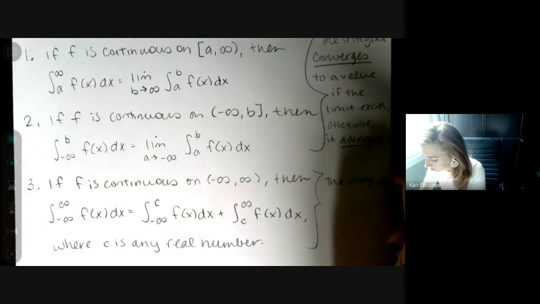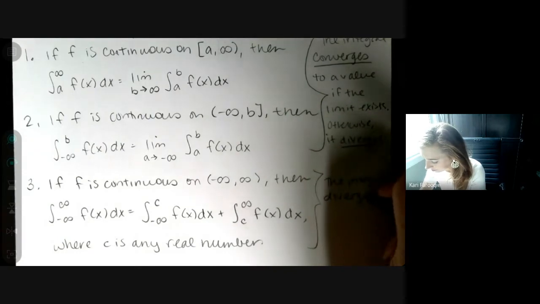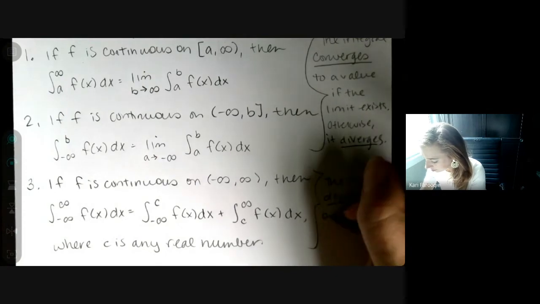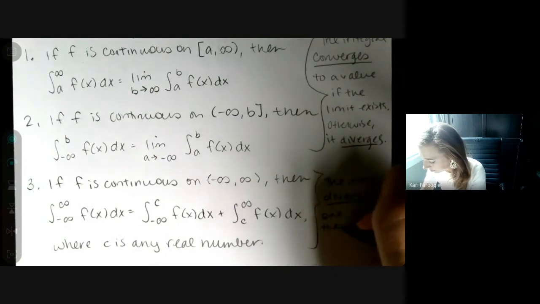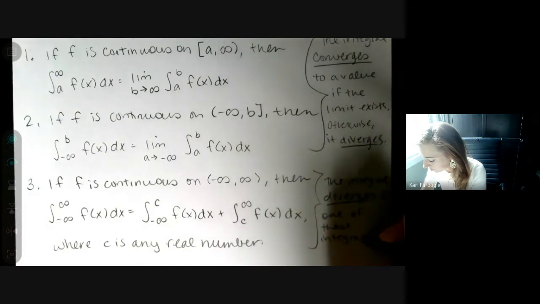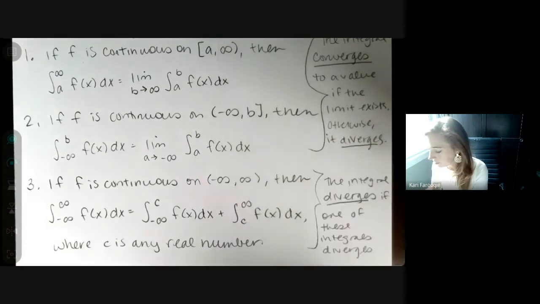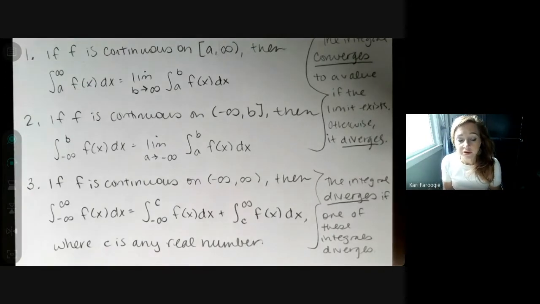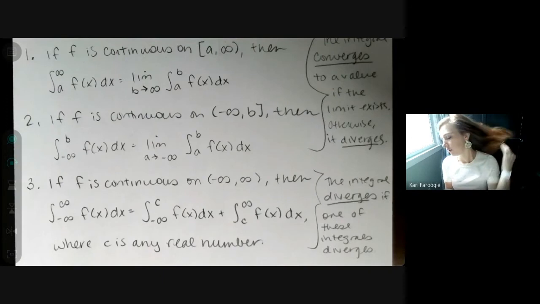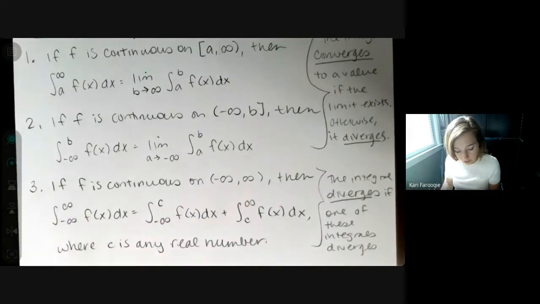So the integral diverges if one of these integrals diverges. And you'll know it diverges because you're going to get a value for your integral of infinity. So if you don't get some sort of real number answer when you integrate and you find the value for this limit, then your integral is going to diverge. It will diverge off to infinity. So if you just have one or more of these diverge, then this integral is also going to diverge.